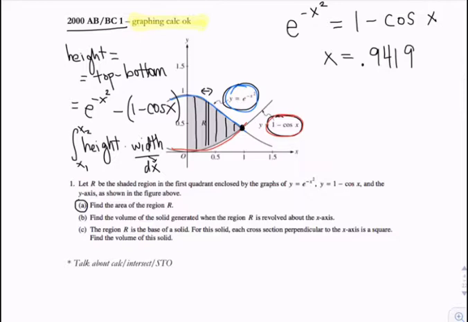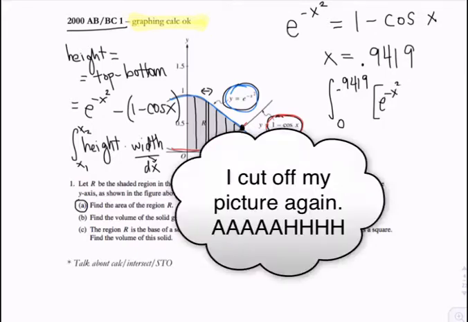Now, to evaluate the definite integral, you have to write it out. So we're going from 0 to 0.9419, and my integrand is e to the negative x squared minus 1 minus cosine x dx. And we'll evaluate that using the graphing calculator.